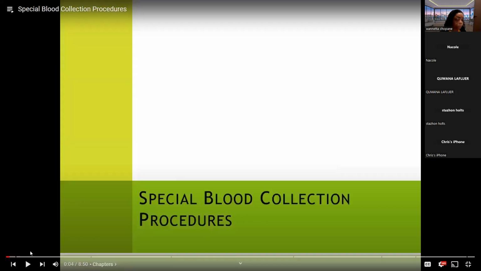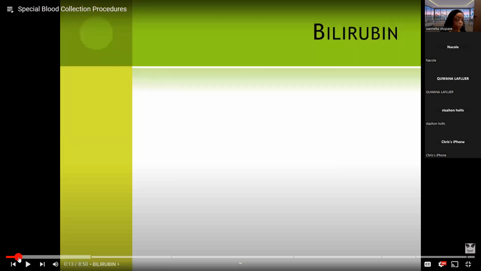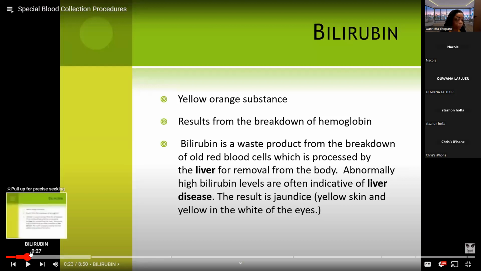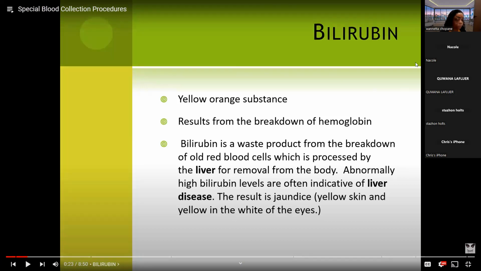The first slide talked about bilirubin. Again, we're not in nursing school. It's not anything of big magnitude. Can y'all hear me? It looks like I'm froze. Oh, there I go. The first slide talked about bilirubin.